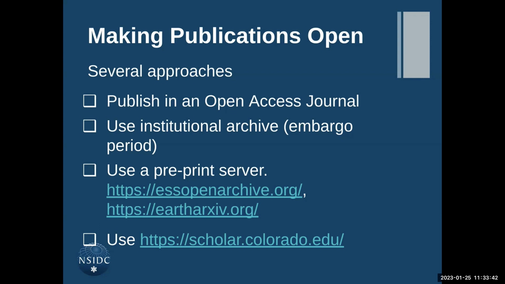Open access journals, preprint servers, and scholar.colorado.edu and similar services all assign a DOI to your article. They're all searchable and they're all findable. And that's a critical part of open science and meeting the FAIR principles. So using these services allows you to get your publications out there and make sure that they're open.